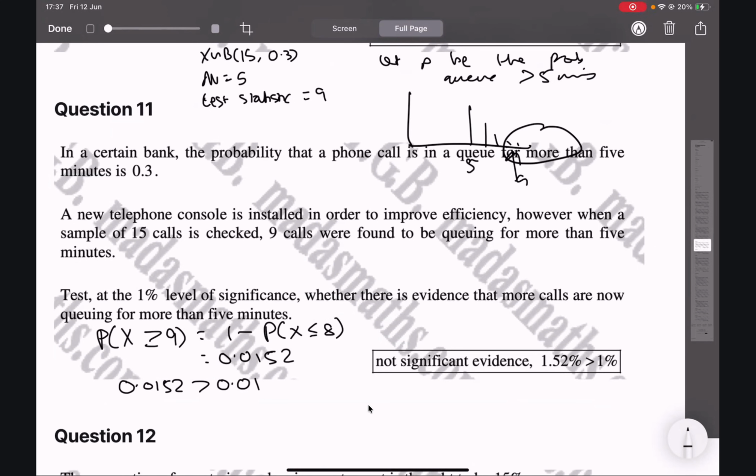We accept the null. There's insufficient evidence and not enough reason to update it, considering the probability of the test statistic didn't dip below 1%, basically. Okay.